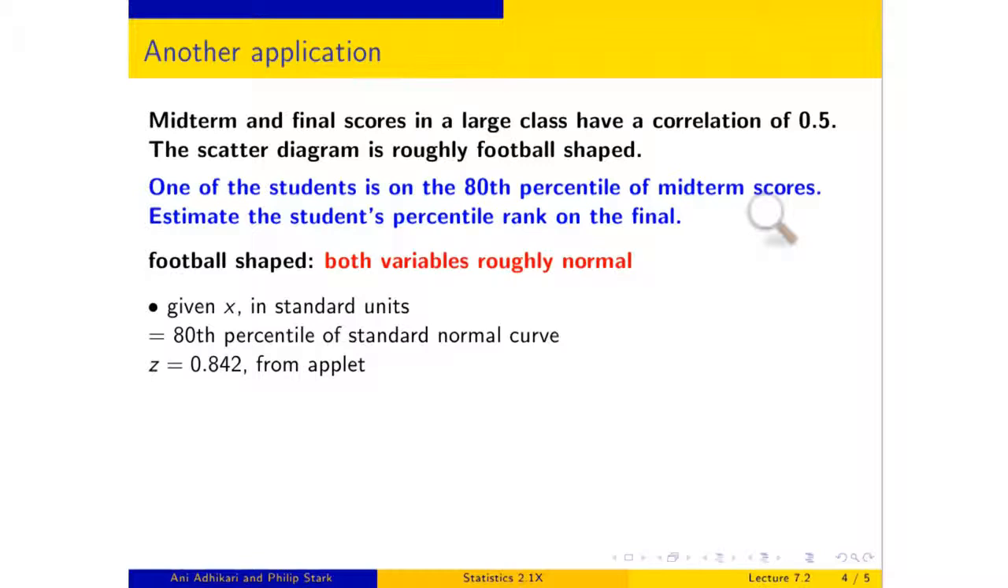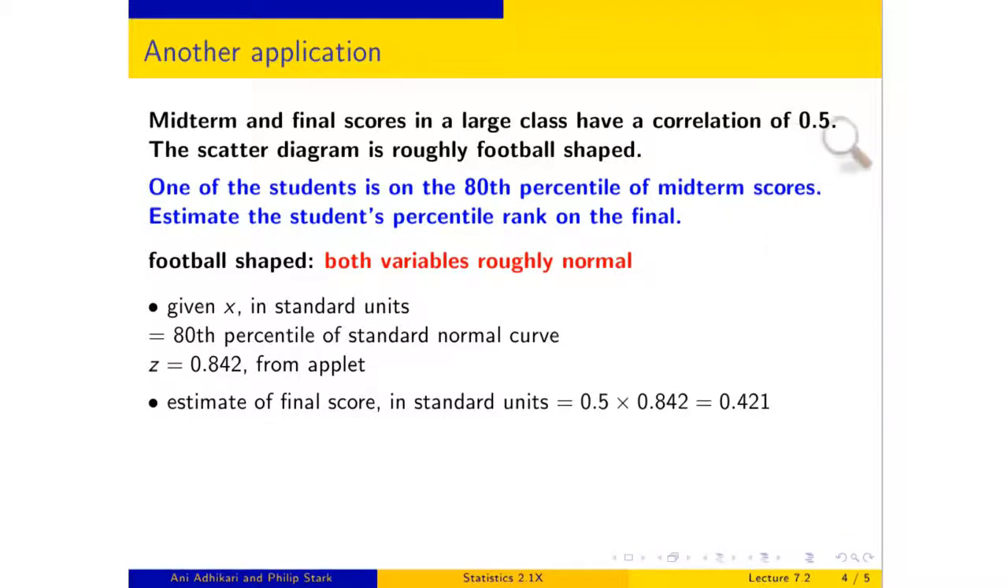Now you have the regression move. Take that and multiply by r. What is r? r is 0.5. So 0.5 times 0.842 is 0.421. And what is that? That's my answer. That's my predicted final exam score, but it's in standard units. And if I had been asked for standard units, I would be done and I would go home.